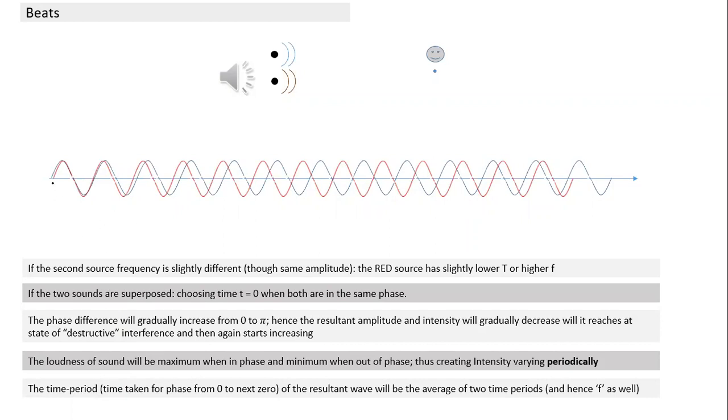There are two oscillations, blue color and red color. I have shown the time periods of both are not the same. How do we measure time period? This is the point where phase is 0, and this point again phase is 0. So the time taken from phase 0 to again 0 is the time period. This is the time taken from phase 0 until it achieves the next 0. That's the time period.